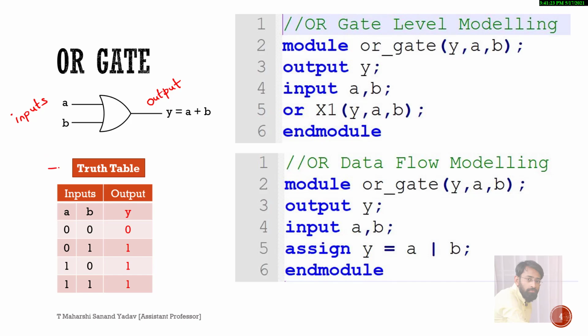Next, coming to the truth table. Truth table will give the relationship between input and output. So if you observe, there are two inputs. So for two inputs, there will be four combinations. So the formula for this is 2 power n, which is nothing but 2 power 2, which is 4. So four combinations are 0, 1, 2 and 3.